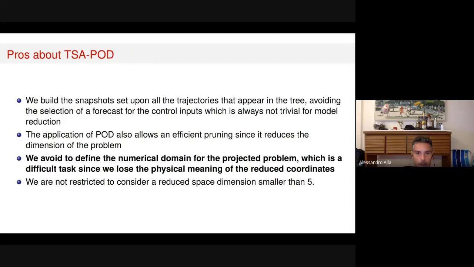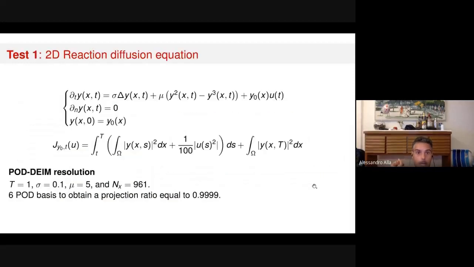So the pros, okay, are the computation of the snapshots that are built from the trees. POD helps out to do the efficient pruning. Again, we don't have to do projection. We don't have to do interpolation. We don't have to set a numerical domain. We have no restriction on the dimension of the reduced problem.